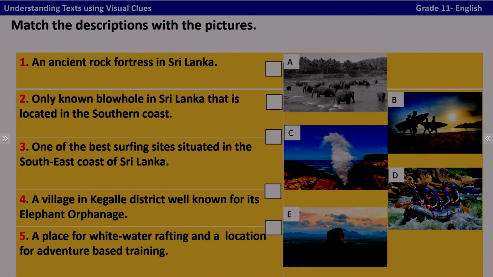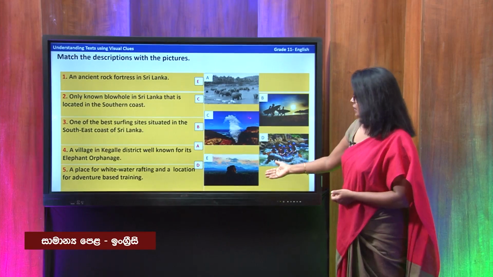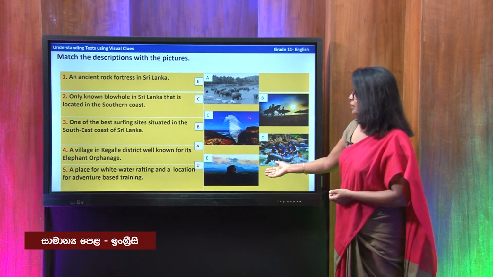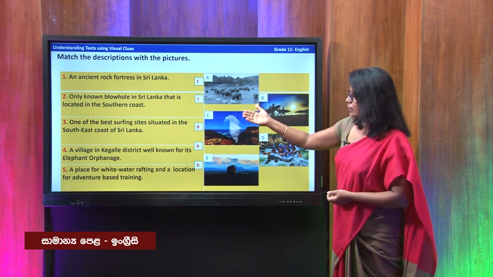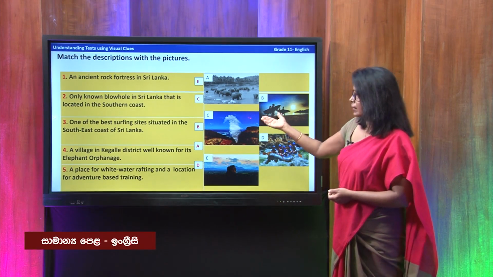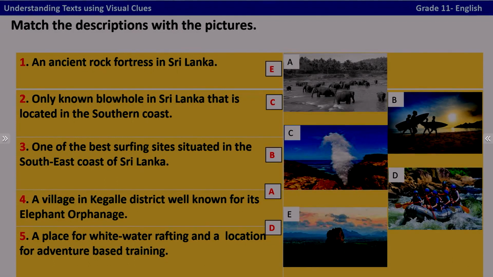Okay children, now let's check your answers. I hope you got the answers correct. The first one, an ancient rock fortress in Sri Lanka. Yes, it's picture E, showing a picture of Sigiriya. Then the second one, only known blowhole in Sri Lanka that is located in the southern coast. If you look at the pictures, yes, it's very clear, picture C. And this is a picture of Hummanaya.